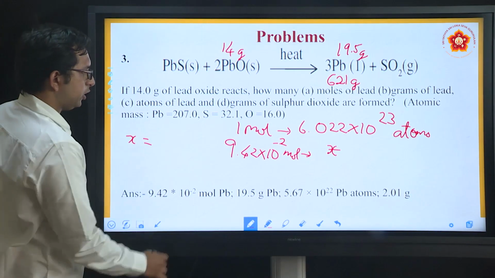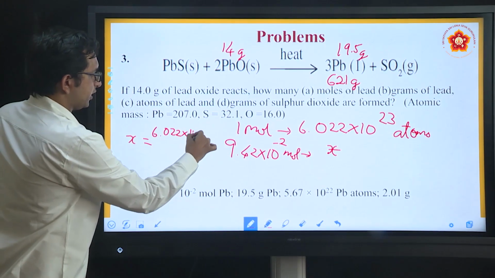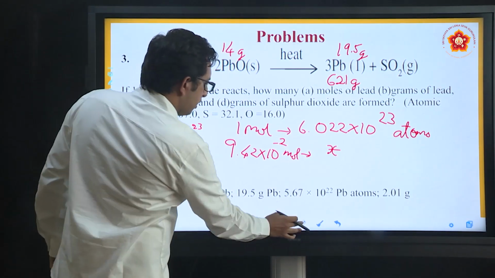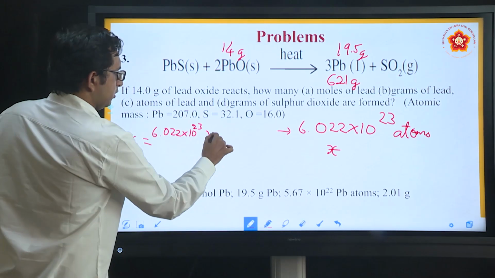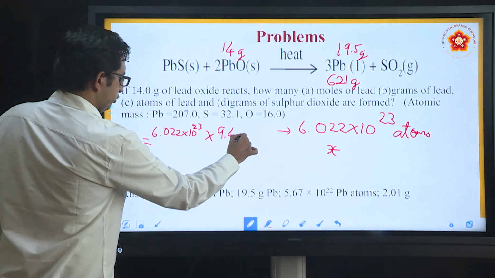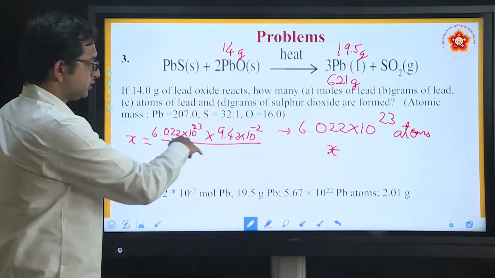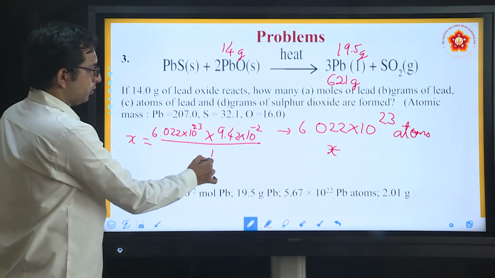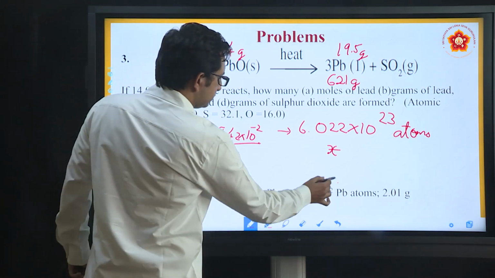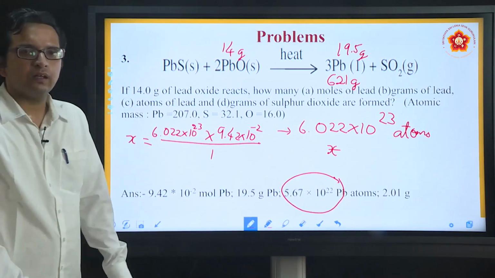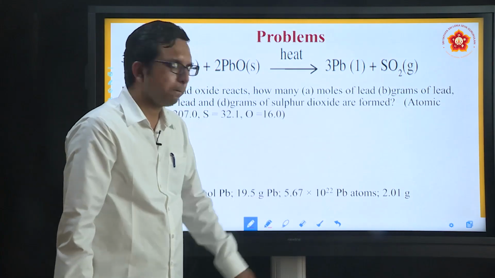X will be equal to, so just cross multiplication if you do, 6.022 into 10 raised to 23 into the crossing parts, if you see, 9.42 into 10 raised to minus 2 divided by, since it is a molar form, it will be nothing but equivalent to 1 itself. So, just undertake this calculation, you will be getting this value in that case. So, this is how you can determine the number of atoms for lead which have been present.